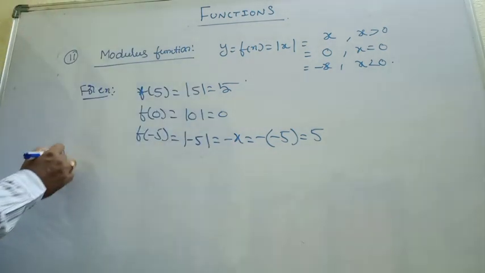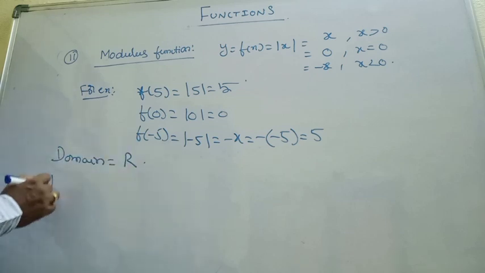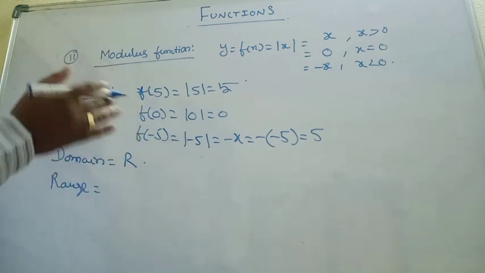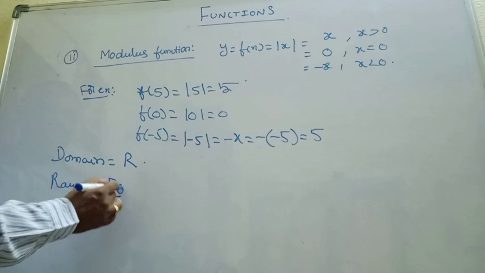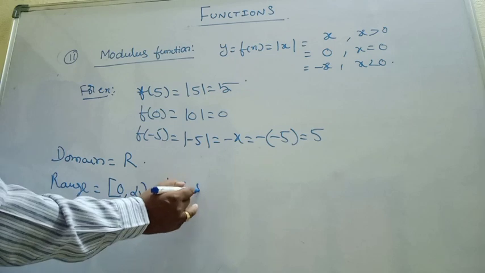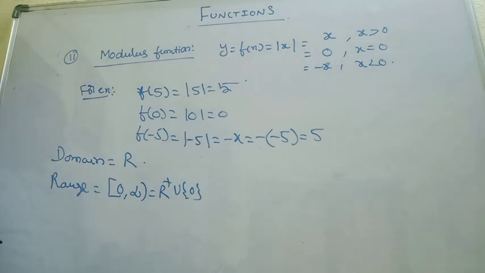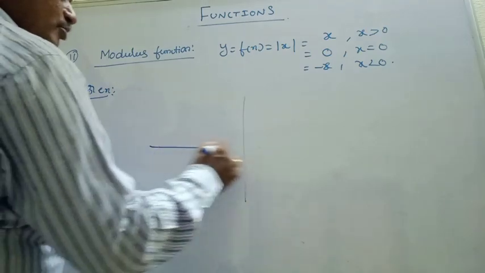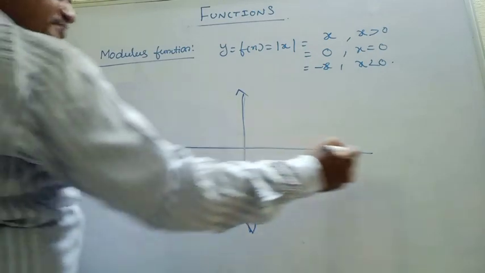And we come to the domain and range. The domain is the set of all real numbers, and the range is all positive, because it gives the output as all positive real numbers including 0. That's why this is 0 to infinity, like this. This is actually R plus union 0, right? The domain is real numbers and the range is R plus union 0. Now the graph of this function y is equal to f of x equal to mod x is very simple: see here, minus infinity to plus infinity, right?